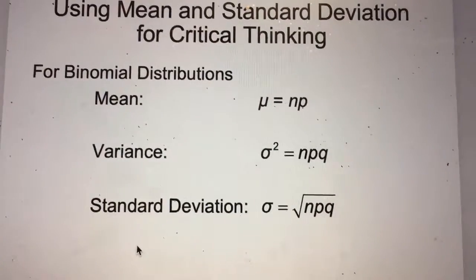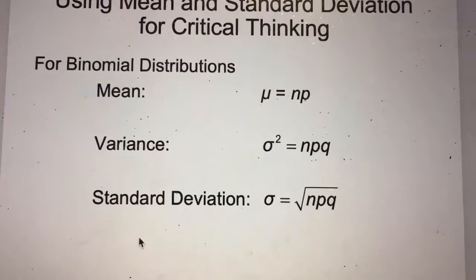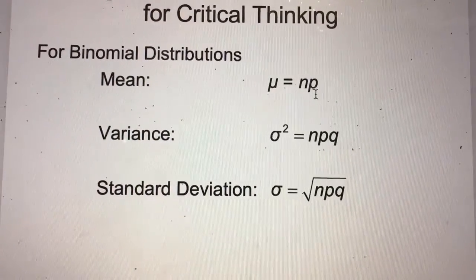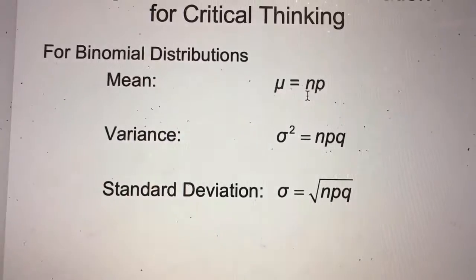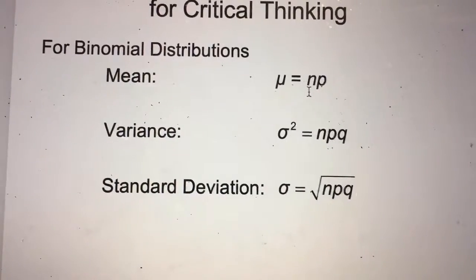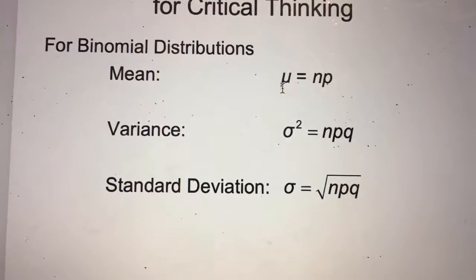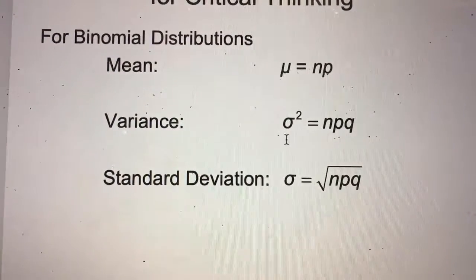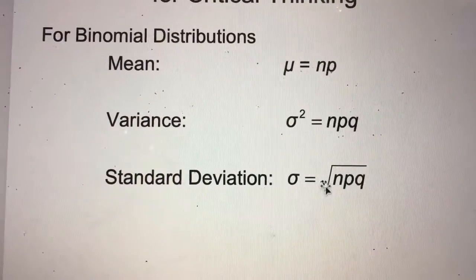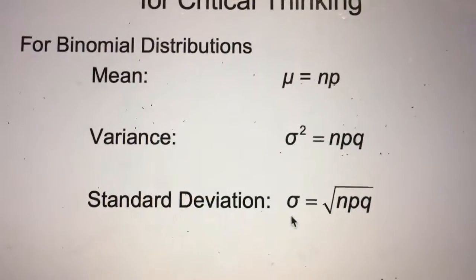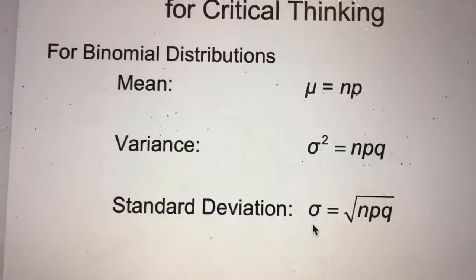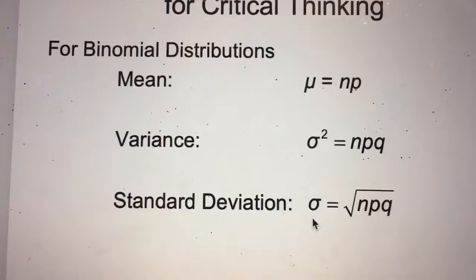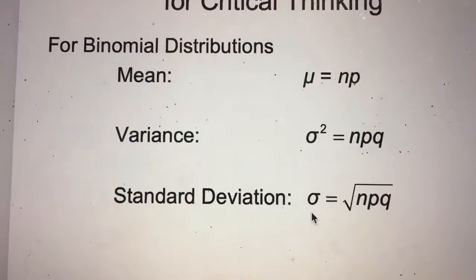All right, so now we did not get to talk about these. The mean is the n times the p. So remember, p is the probability of success and n is the number of trials. So I multiply n times p and I get the mean. I multiply n times p times q and I get the variance, sigma squared. And then I take the square root of that and I get the standard deviation. Very easy formulas for a binomial distribution. Completely different from what we have had before and very easy to calculate.